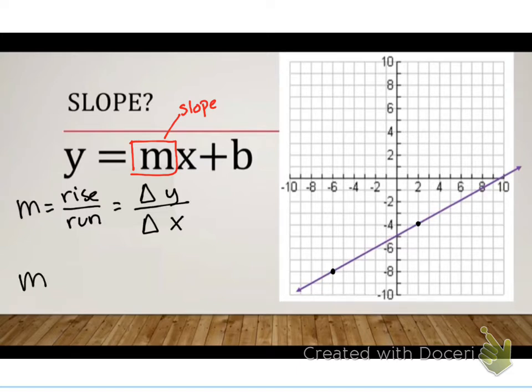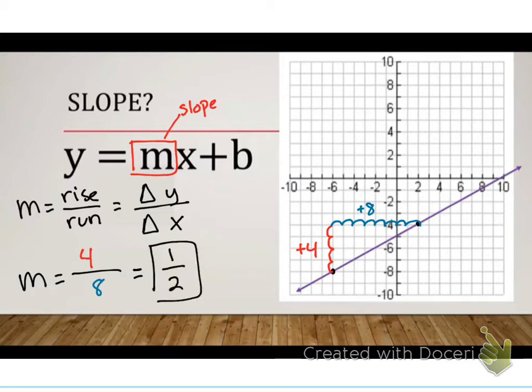To find the slope, we will find the rise. So let's go ahead and find the rise from here. We'll go up 1, 2, 3, 4, right? We went up 4. And then the run would be 1, 2, 3, 4, 5, 6, 7, 8, right? So together we can say that our slope was 4 over 8, or we can simplify it to 1/2. Okay, and so that would be the slope of that line.